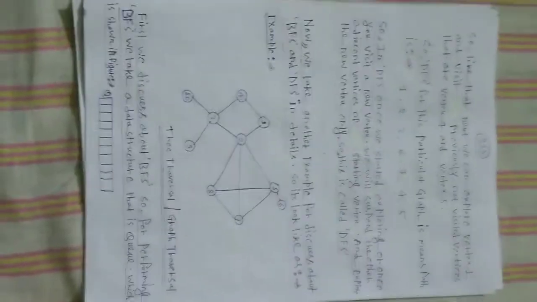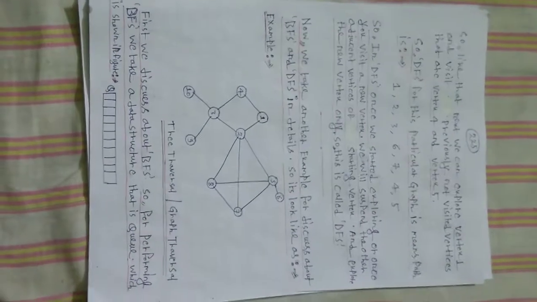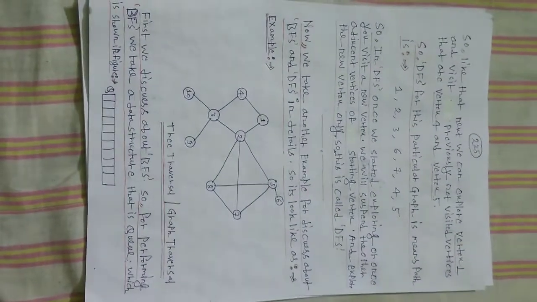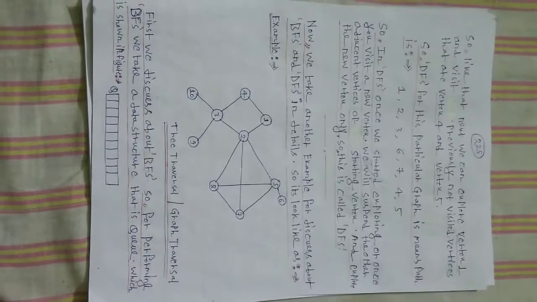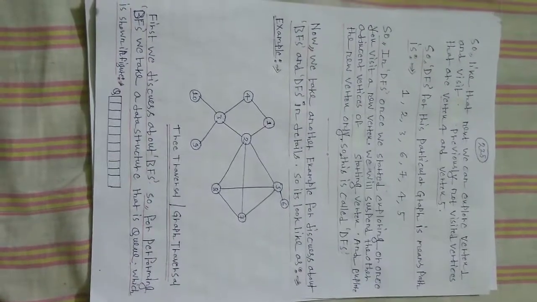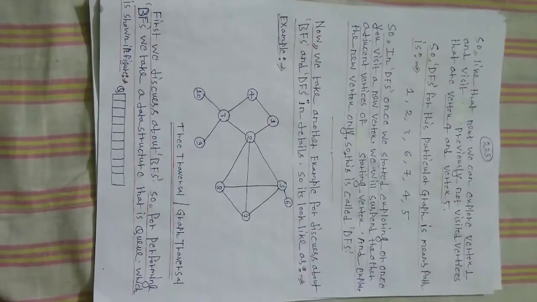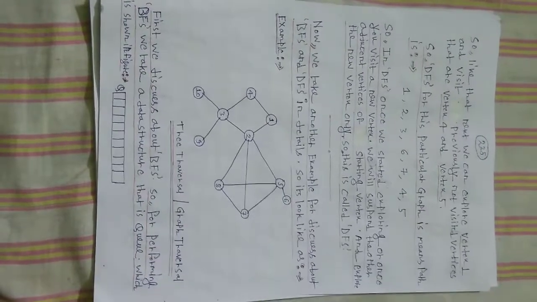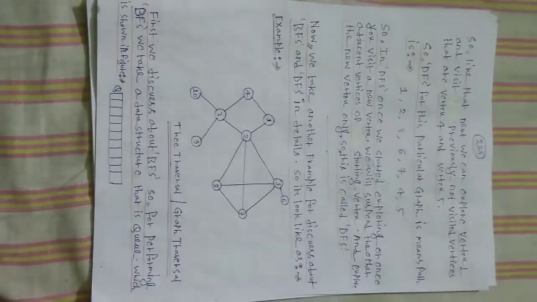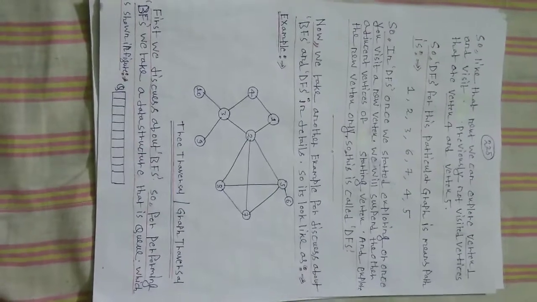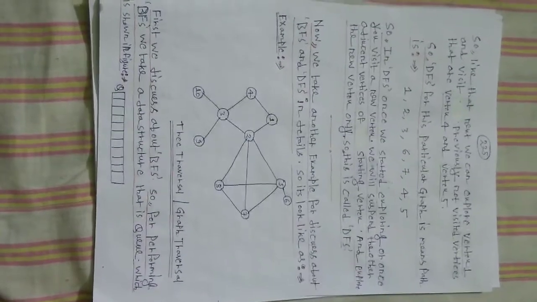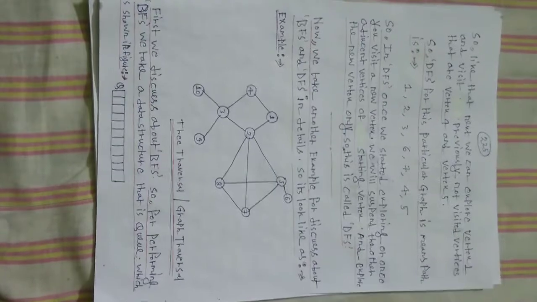Like that, next we can go back to vertex 1 and visit the previously unvisited vertices, that are vertex 4 and vertex 5. So DFS for this particular graph means the path is 1 2 3 6 7 4 5. In DFS also you can draw many paths. I can draw this path only.